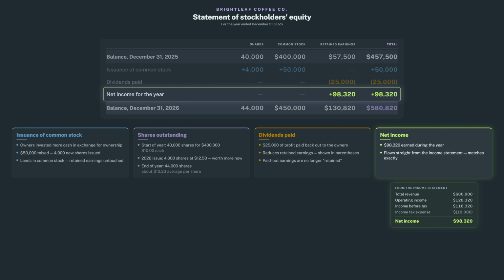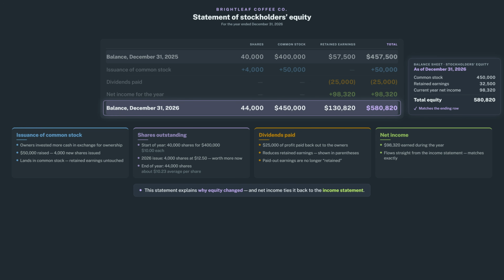So while the statement of equity is primarily connected to the balance sheet, in that its job is to provide the detail of why the owner's equity on the balance sheet changed, it also connects here to the income statement, as the net income earned will always flow to the owner's equity on the balance sheet and change our retained earnings. And that change is reflected in one of the lines here. So that's Brightleaf's statement of owner's equity.